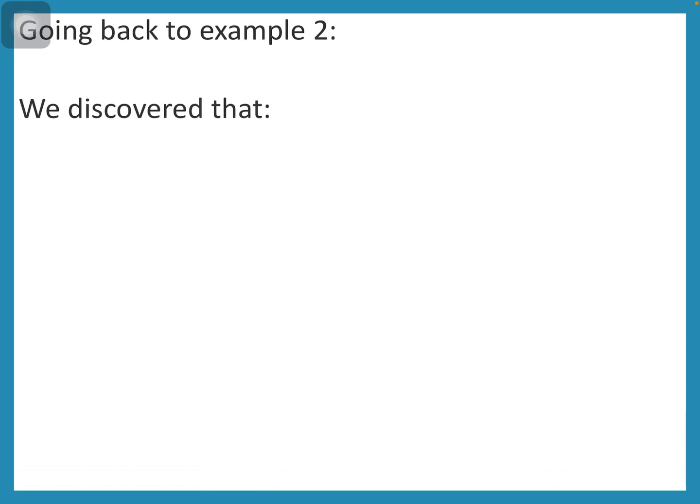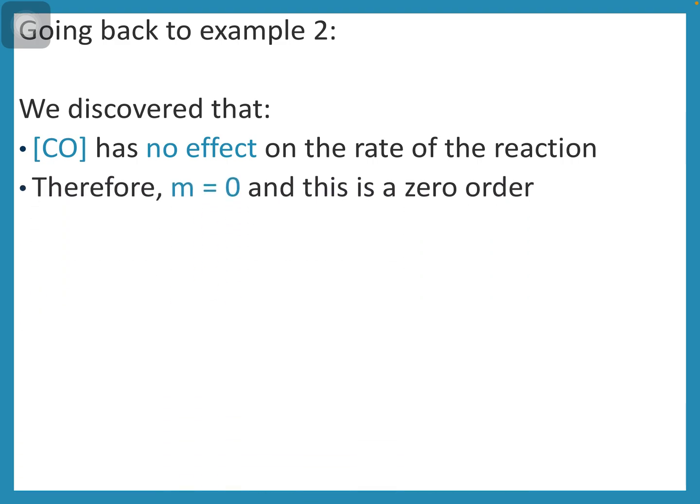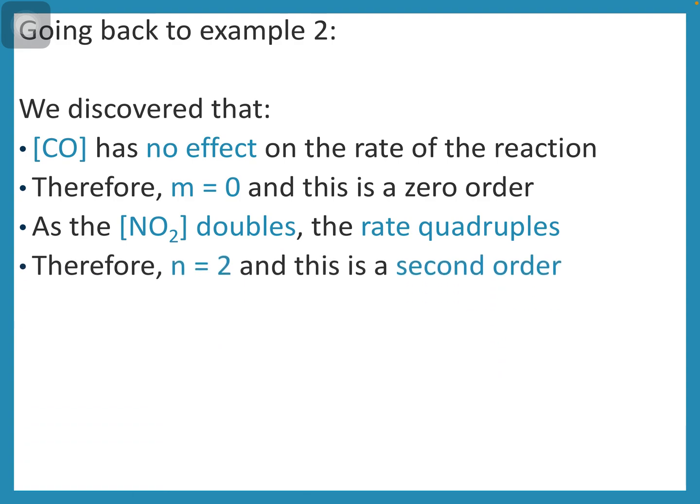So if we go back to example 2 with carbon monoxide and nitrogen dioxide, we figured out that carbon monoxide has no effect on the rate of reaction. So when we doubled carbon monoxide and left nitrogen dioxide the same, there was no change in the rate of reaction. And so there we had an exponent of 0. So carbon monoxide is said to be a 0 order reactant. With nitrogen dioxide, what we saw was when the concentration doubled, the rate quadrupled. So there the exponent was 2. And so nitrogen dioxide is a second order reactant.